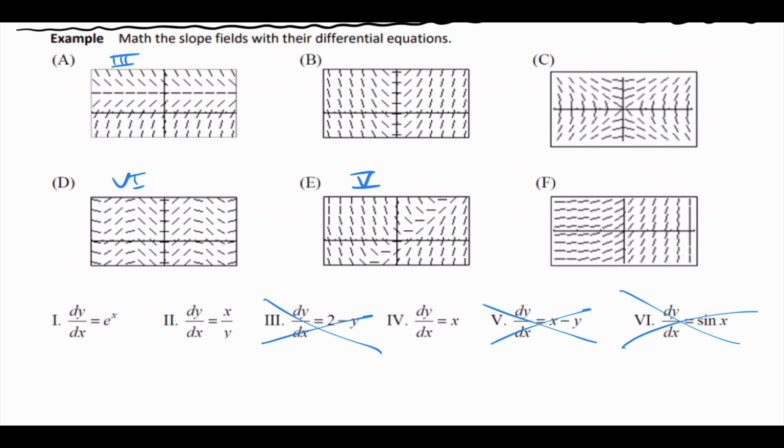Number 4, whatever I plug in for x is always going to be the slope, right? Whatever I plug in for x will always be the slope. So if x is 0, it's 0. If x is 1, it's 1, 2, 3. So x is getting bigger and bigger. Same thing over here, right? It's getting smaller and smaller. So 4 in B.